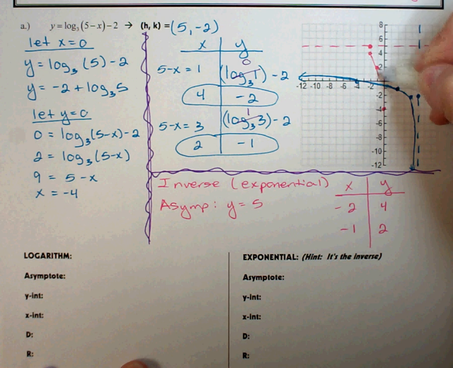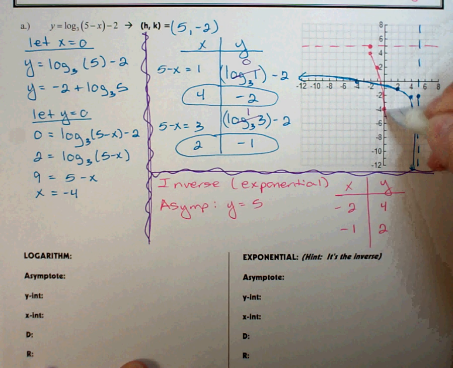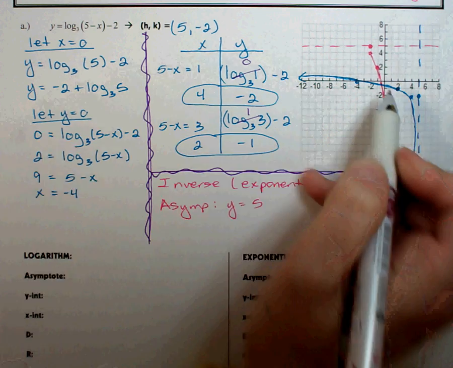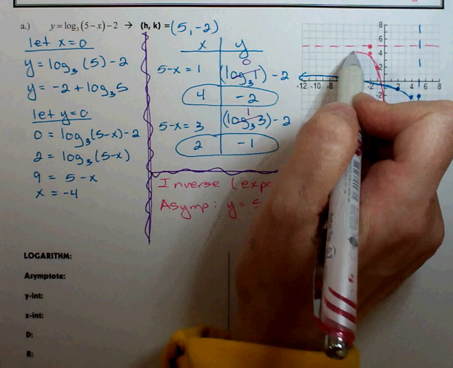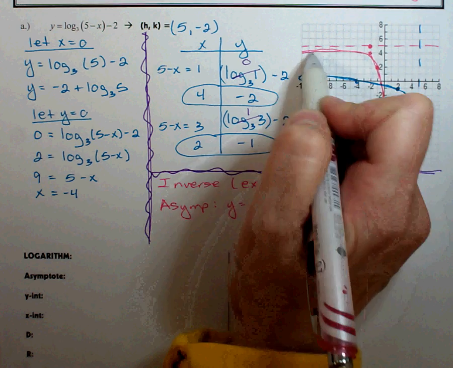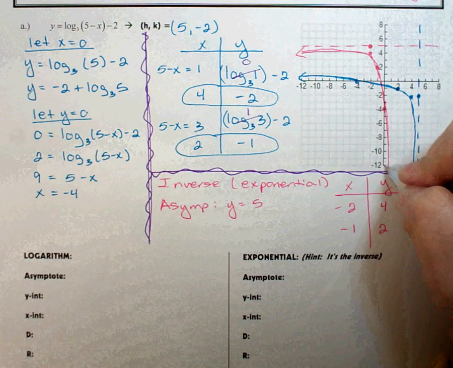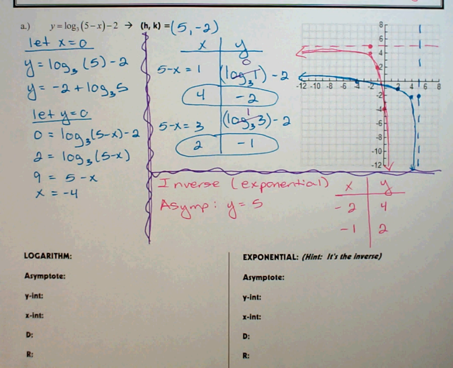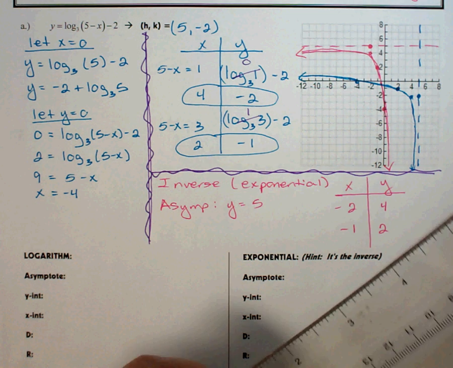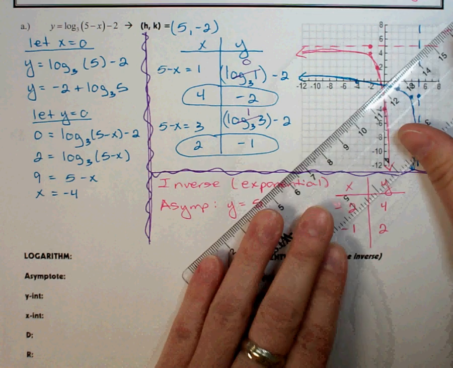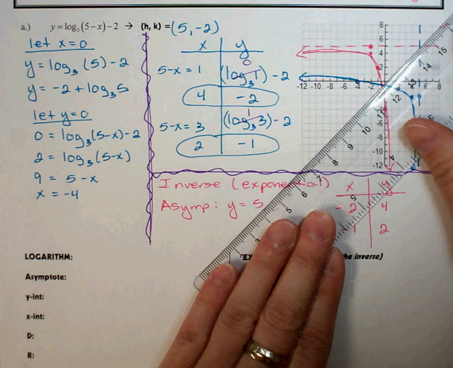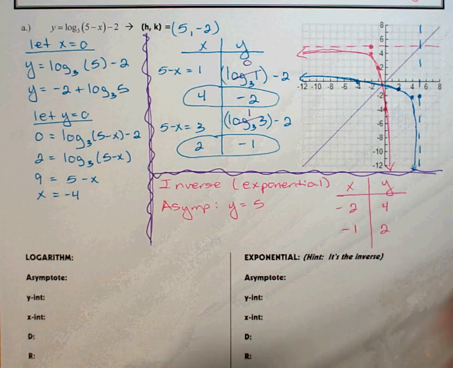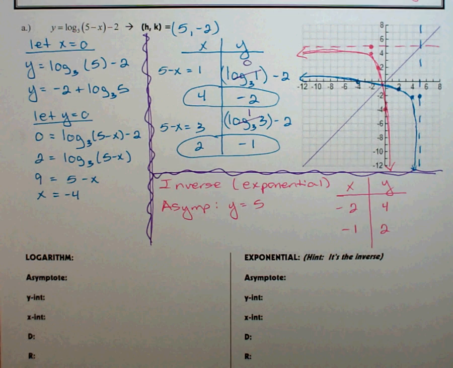You'll notice that this exponential looks very different than the exponential that we had on the previous page, because this one has been reflected. So although these graphs look very strange when we put them on our grid, we can see that when we draw in our identity line of y equals x, the graphs are still reflections over it.